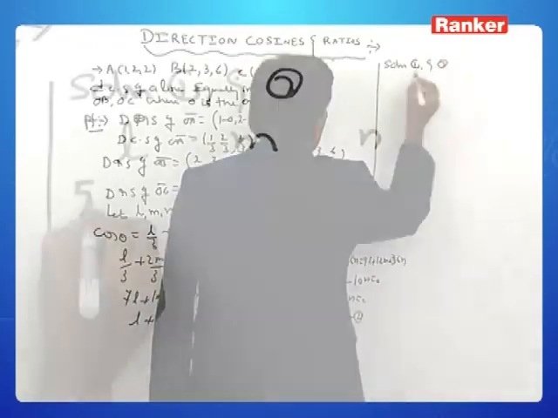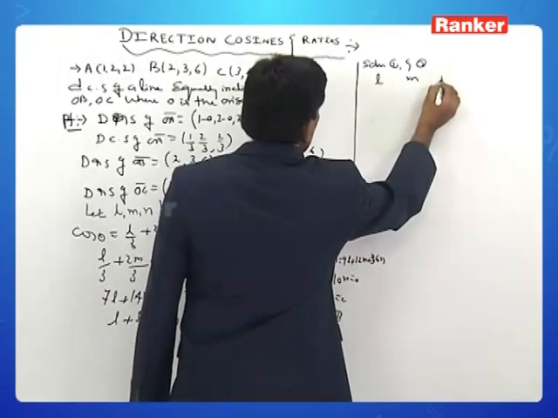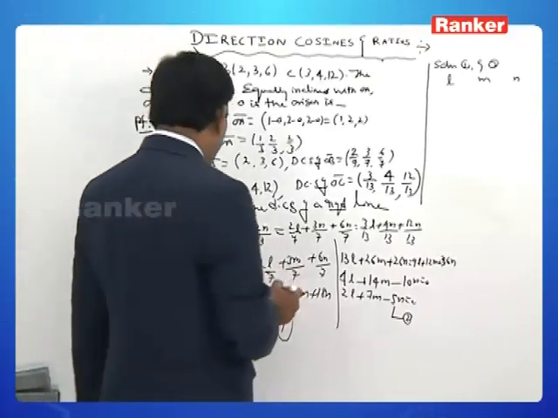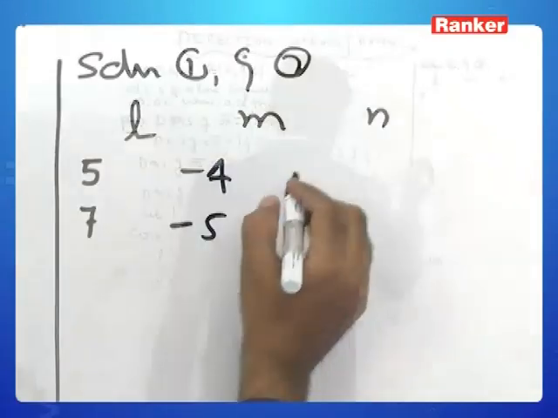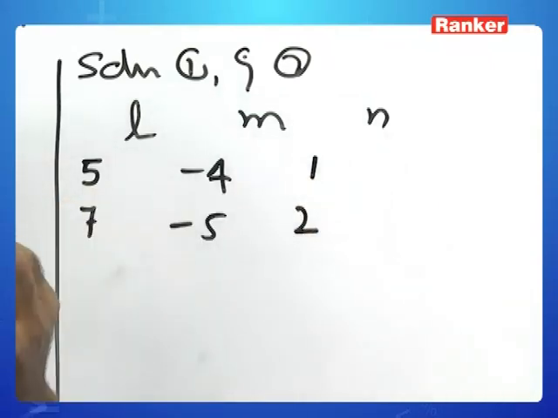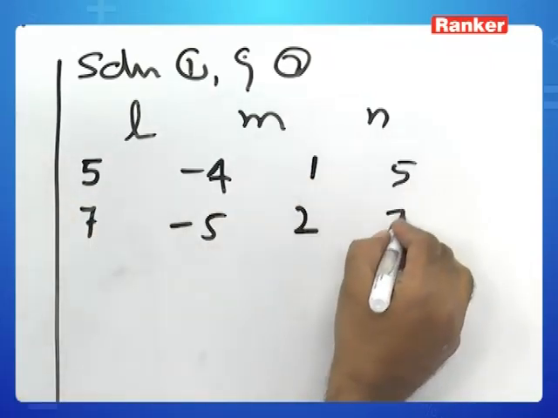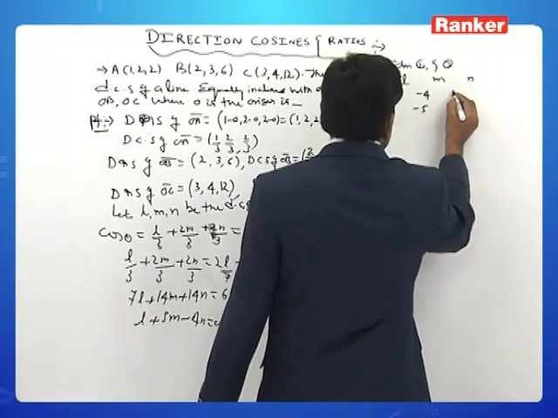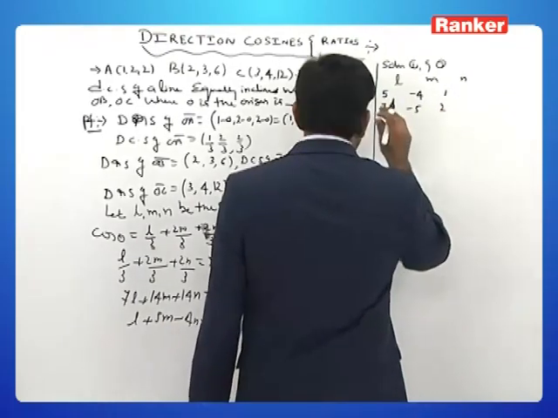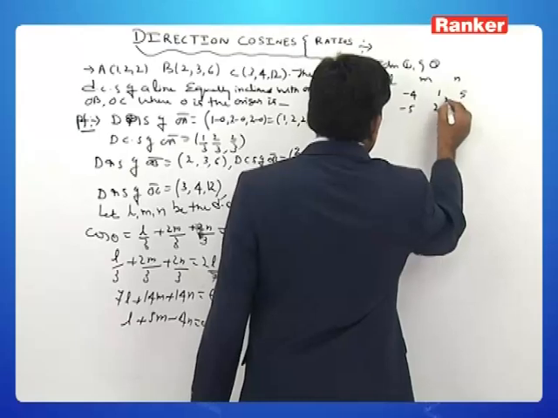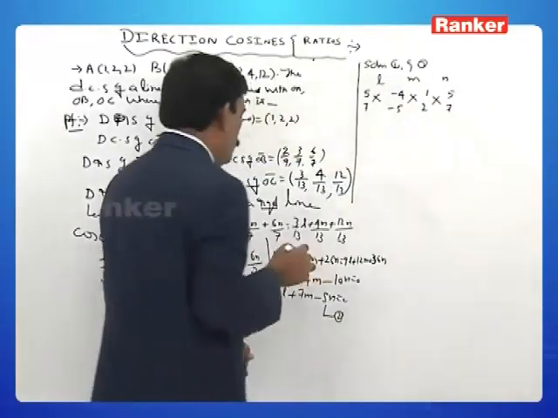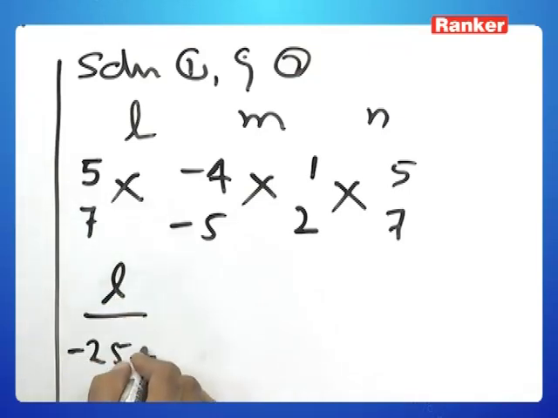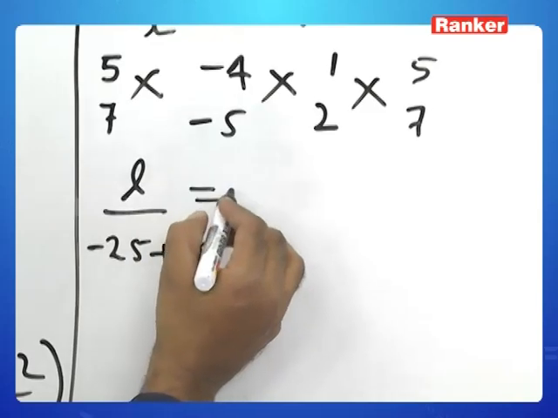Solve 1 and 2. Therefore L, M, N, right? Start with middle term, coefficients of M. I can write 7, next minus 4, next minus 5, next that is 1, 1, 2. First and last is same. 5, 7. This into this, this into this, this into this. Once again L, 5, 7. Next 4 minus 5. Next 1 and 2. First and last is what?